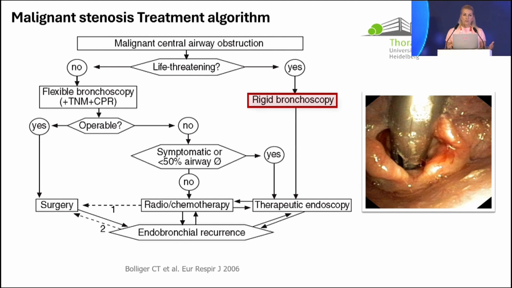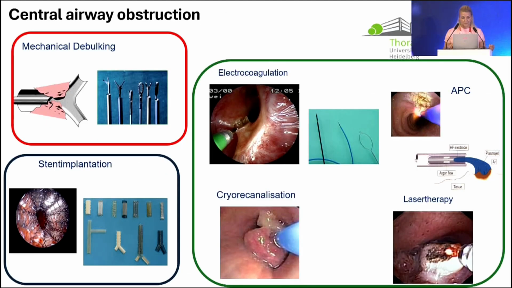If we have a life-threatening situation, then we prefer therapeutic rigid bronchoscopy, trying to debulk, to free and open the airways. If it's not life-threatening, then we can do flexible bronchoscopy, locate the obstruction, see how big it is, see what we can do, and then, if needed, switch to rigid bronchoscopy.